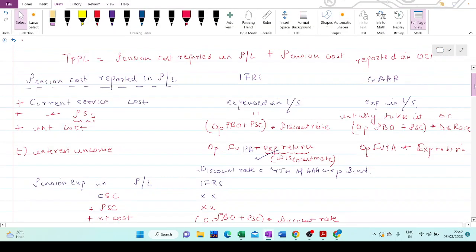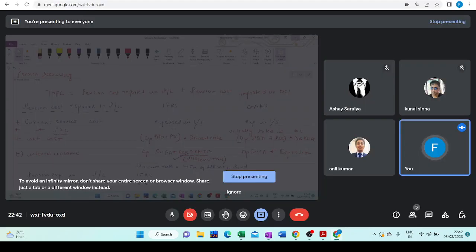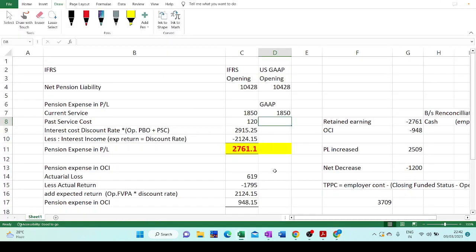Past service cost अपने क्या लिखे यहाँ पे? It's initially taken to OCI and then amortized. ठीक है ना? So it goes to the OCI. ठीक है ना? यहाँ नहीं बैठेगा. It goes to the OCI.